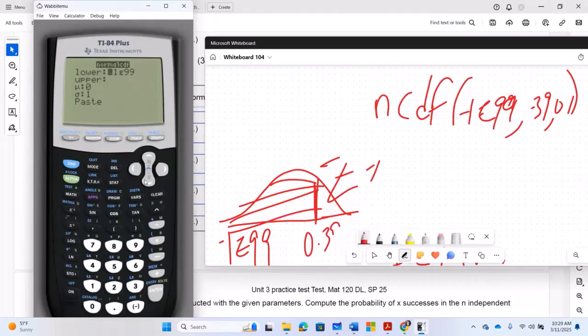The lower bound is negative infinity. The upper bound is 0.39. And the mean is 0, standard deviation is 1. And then we hit enter. Therefore, the area under the normal curve to the left of 0.39 is 65.17%. You see, 65 is greater than 0.5. That means that this area started from the right-hand side of the mean.